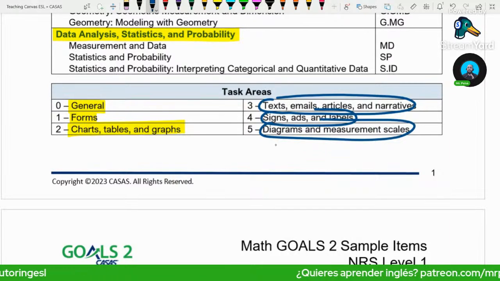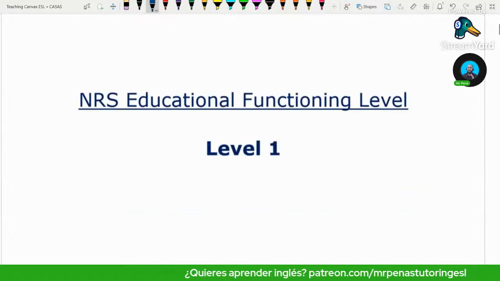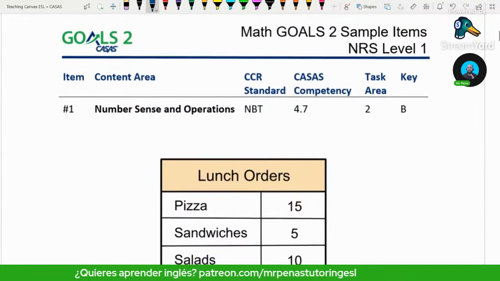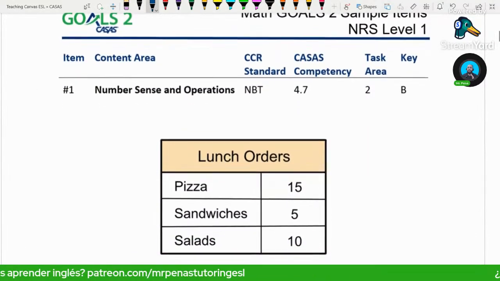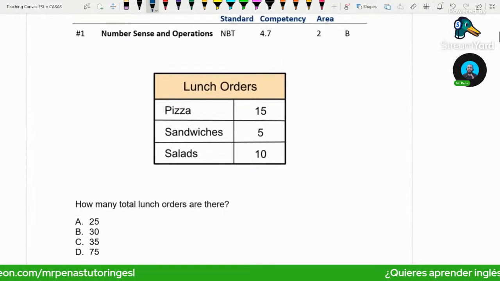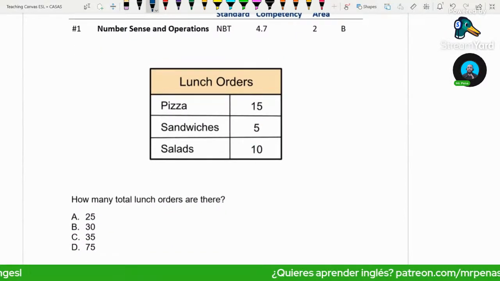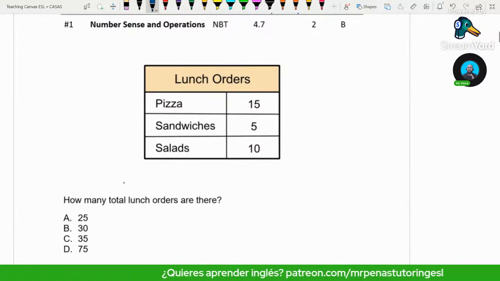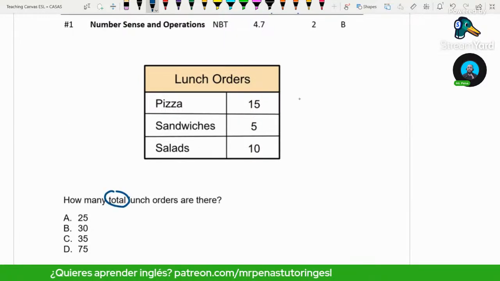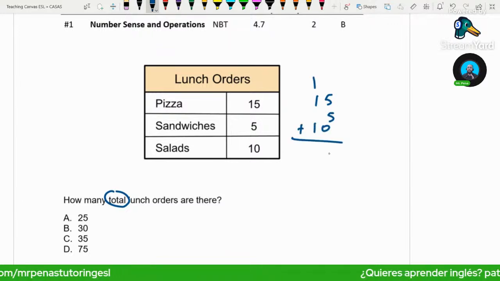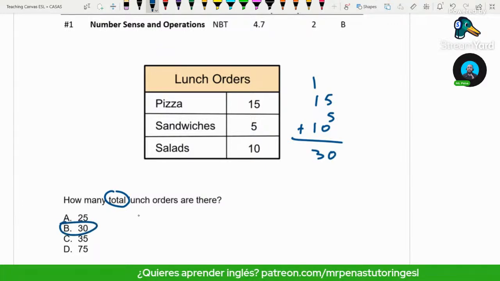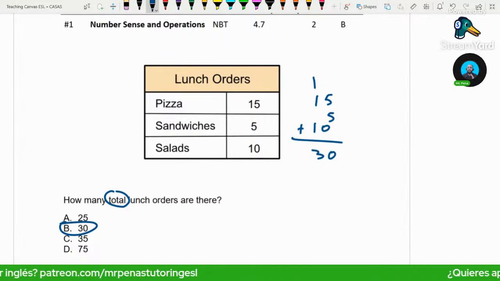And let's get started. Let's take the math test. Level 1. Item 1 is number sense and operations. How many total lunch orders are there? So they want the total number of orders. So we're going to add all five. And when we do that, we are left with B. So there are 30 total lunch orders.